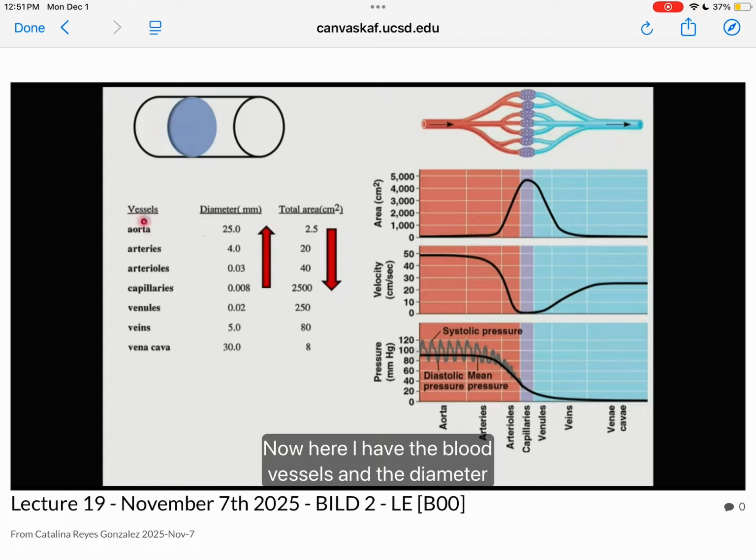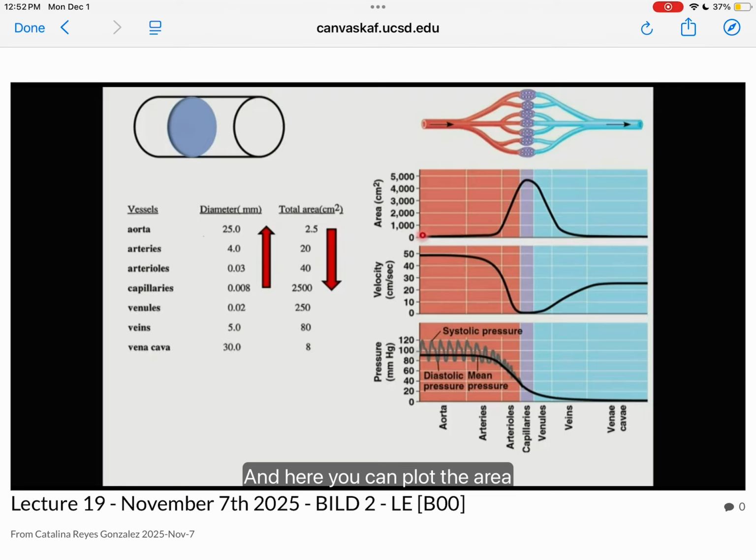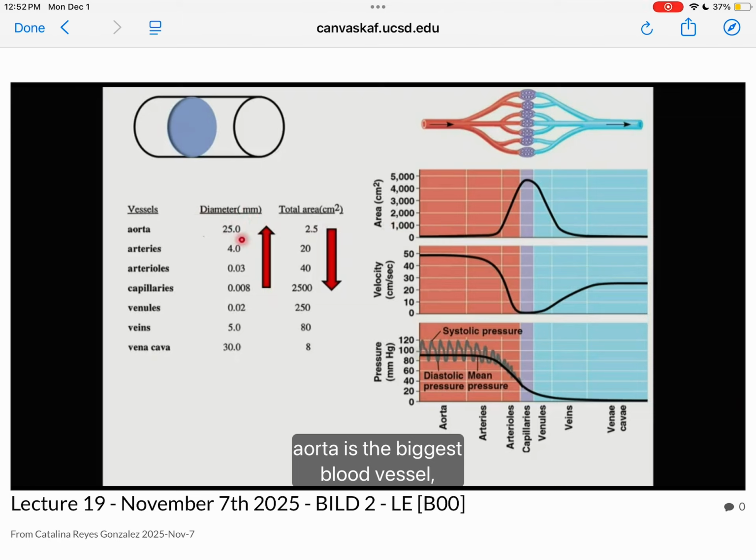Now here I have the blood vessels and the diameter in millimeters of each blood vessel. So the diameter would be measured, if you had the blood vessel here and cut it in half, from this point to this point. And we're going to calculate the cross-sectional area of each blood vessel. So again, cross-sectional area, if you cut it like this and you take the area of the circumference, and then you add it up. For the aorta it would be just that one, but if you're looking at capillaries, you add up the cross-sectional area of the 100,000 capillaries that you have there. And here you can plot the area of the different blood vessels. So you see that even though the aorta is the biggest blood vessel, okay?